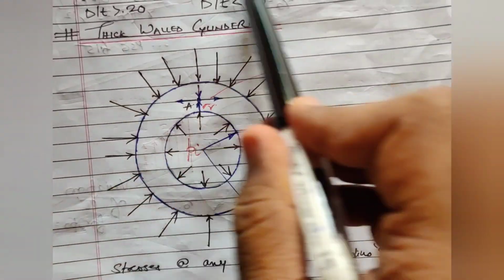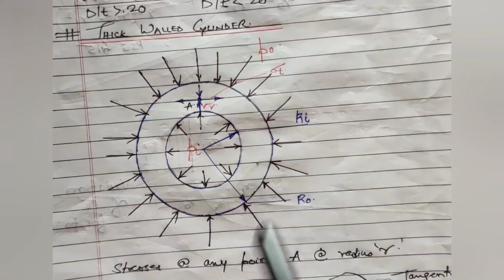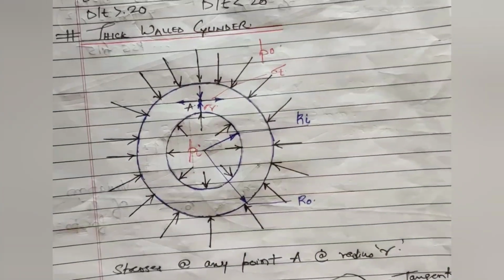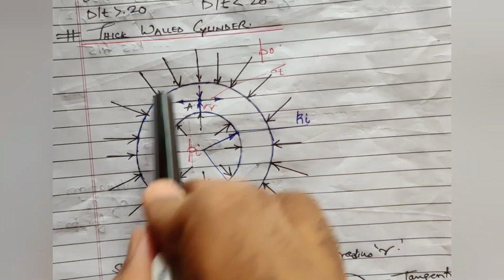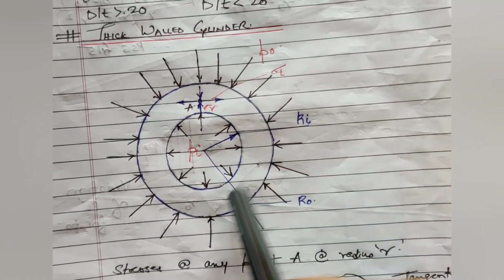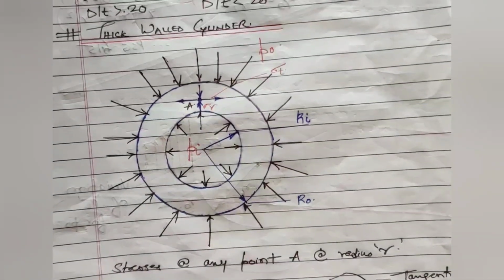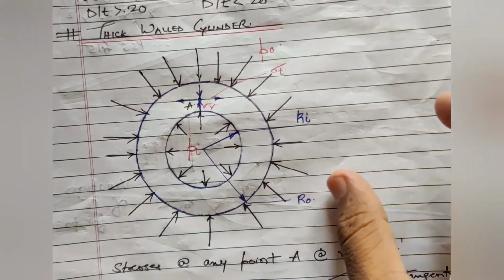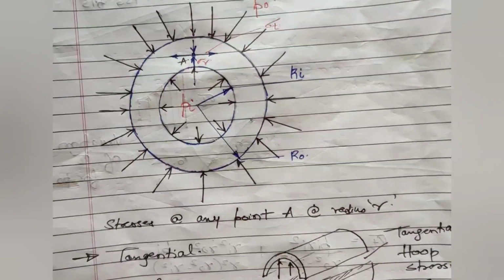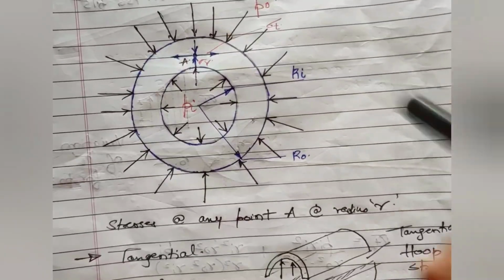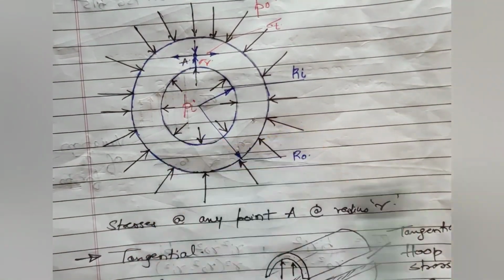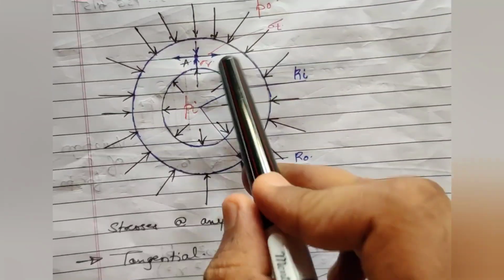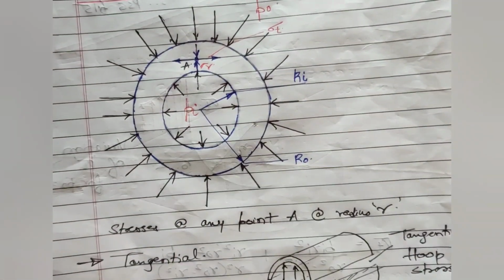Now if such a case happens, when a thick cylinder is subjected to an internal pressure as well as an external pressure, then at any point along the thickness there will be some stresses occurring. Now what will be those stresses induced? Suppose at point A, there will be three types of stresses induced. At this point A we have considered it at a radius of small r. So at a radius of small r we have considered a point A. In that case at this point there will be three stresses induced.